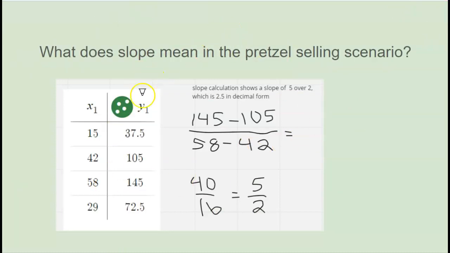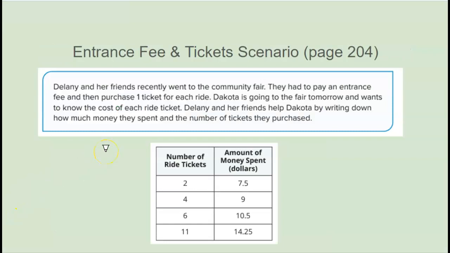So think about what we just were saying about slope. What does slope mean in this pretzel selling situation? Now here's a situation about going to the fair. You have to pay two things. You pay an entrance fee, and you're going to need to find out how much is the entrance fee. That's one of the goals. Find out how much that fee is. And you're also going to find out how much it is for a ticket to go on a ride.